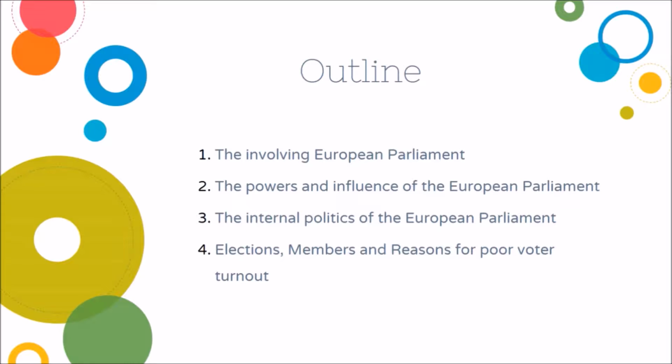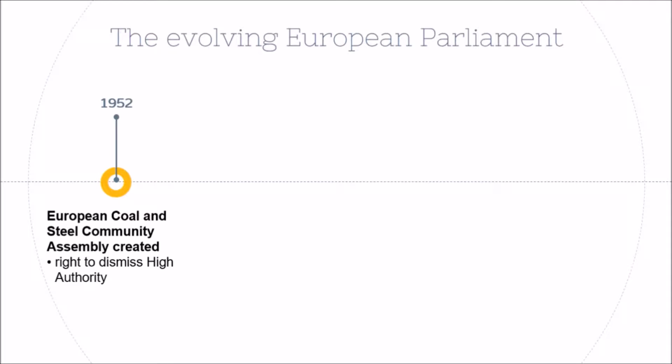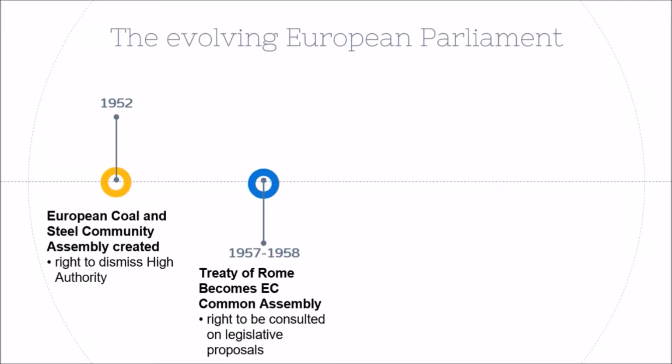Let's start with the evolving European Parliament. The European Parliament started life as the Common Assembly of the European Coal and Steel Community in 1952. The Assembly's members were appointed from national legislatures, therefore providing a link with national parliaments. The Assembly's powers were limited to dismissing the High Authority.